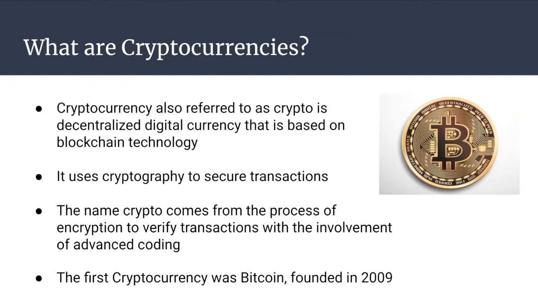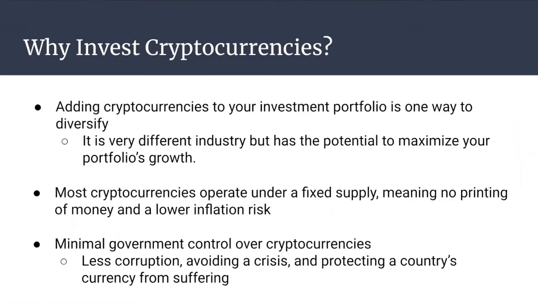cryptography to secure transactions. And the name crypto comes from the process of encryption to verify transactions with the involvement of advanced coding. The first cryptocurrency was Bitcoin, founded in 2009, and Satoshi Nakamoto is the creator of Bitcoin, yet his identity is unknown.